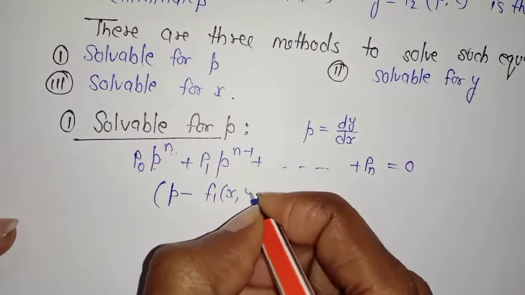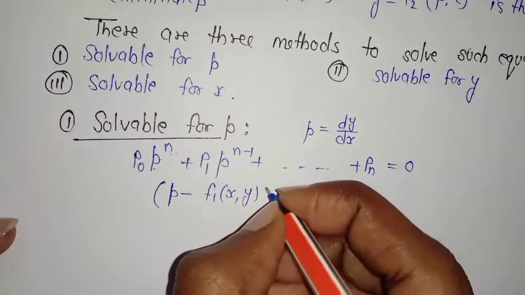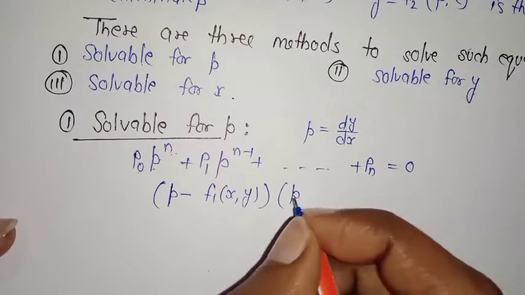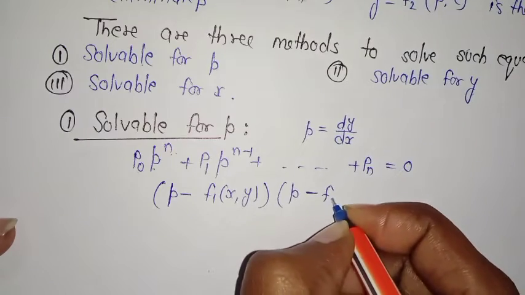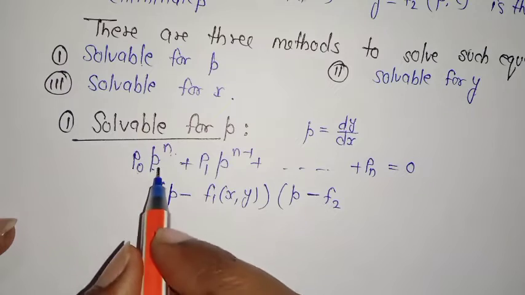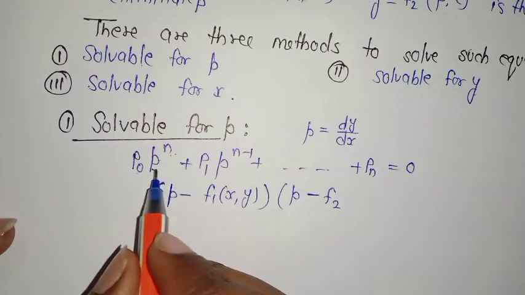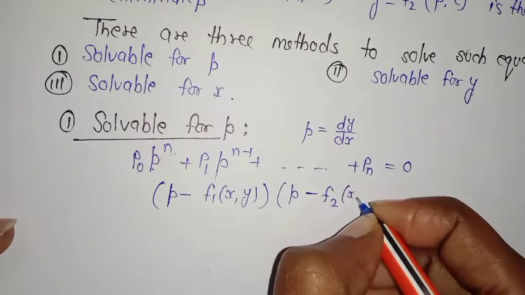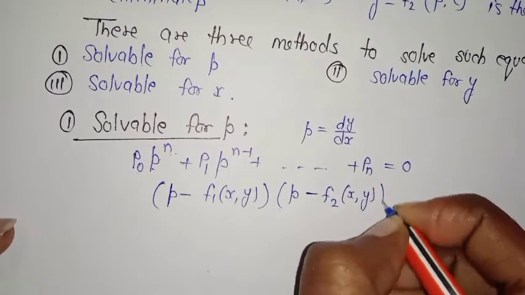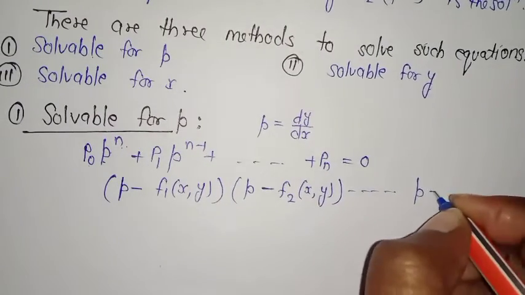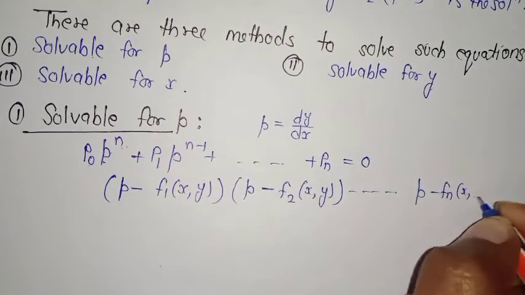If you have any confusion, I will take an example to show how to apply this method on any question. So you just see how to apply this method. And then suppose this is an n degree polynomial, so there must be n roots of this differential equation. So I am going to find that. Suppose there are n roots for this differential equation and they are coming in this form. So this becomes P minus Fn of x comma y.